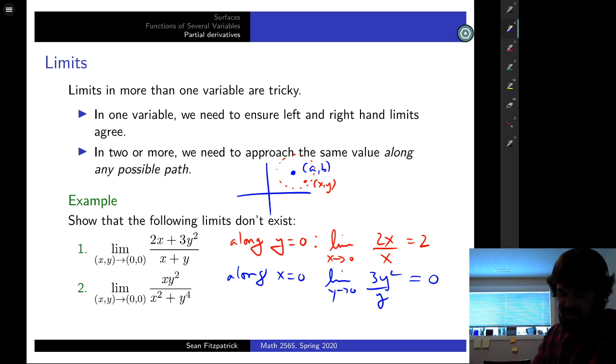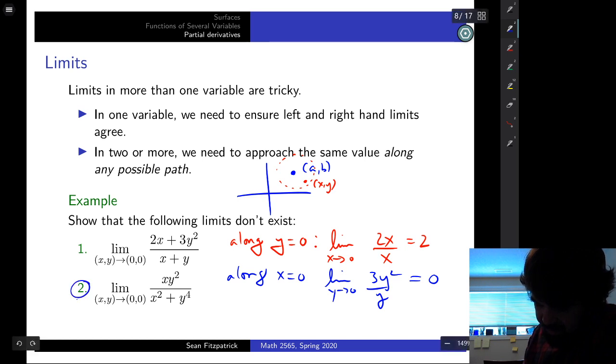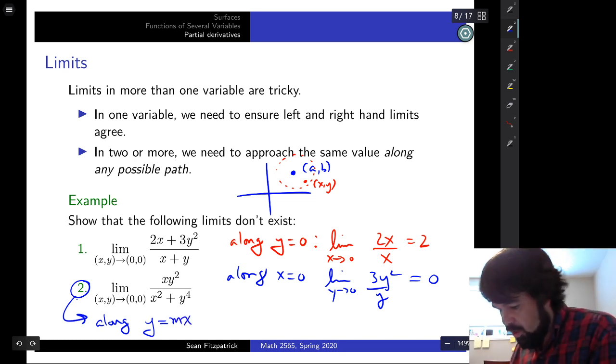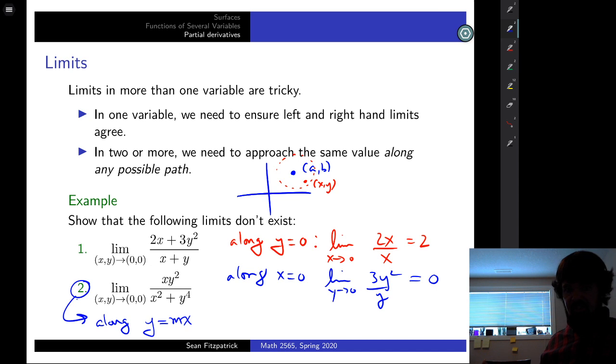The second one is kind of either fun or annoying, depending on your point of view. If I approach along any straight line, you might think that it's good enough. We want to check all possible directions, so let's just check every straight line path.